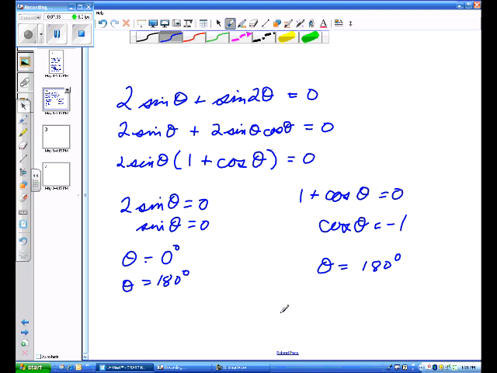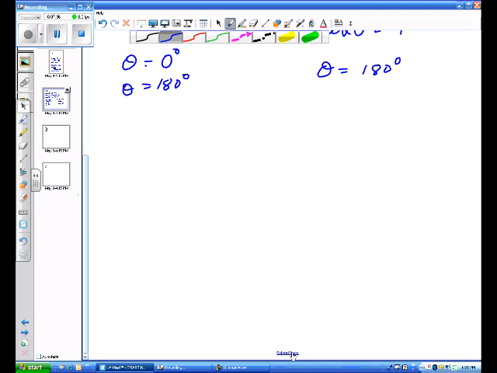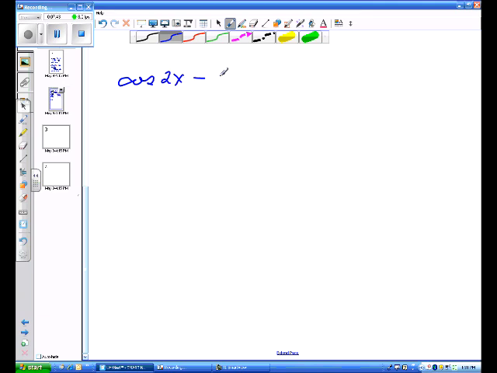Now we can also do this giving our answer in radians. If we had the cosine of 2x minus cosine x minus 2 equals 0. Now we want to give our answer here in radians. So you look at the domain that you're given, and our domain is in radians, so we want our answer in radians. Well, again, we have two different angles. We have 2x and we have x.